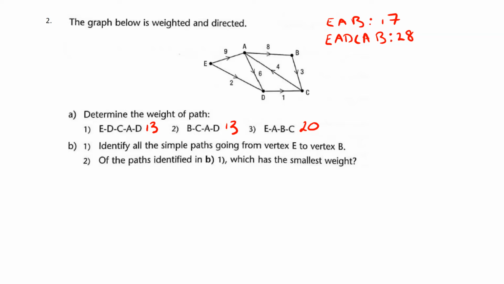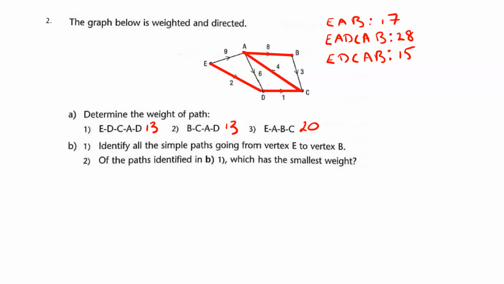What other paths have we got? Well, this time I'm going to start by going from E directly to D. I can't go up to A because I'm going against that directed edge. I can go to C, and back to A, and then to B again. And the weight of that is 2, plus 1 is 3, plus 4 is 7, plus 8 is 15.